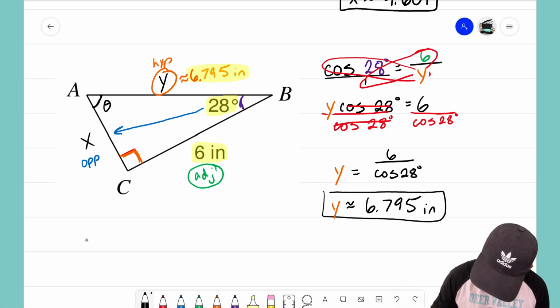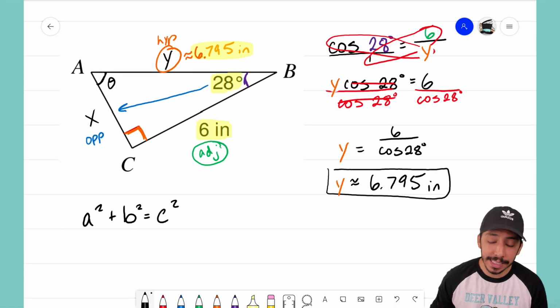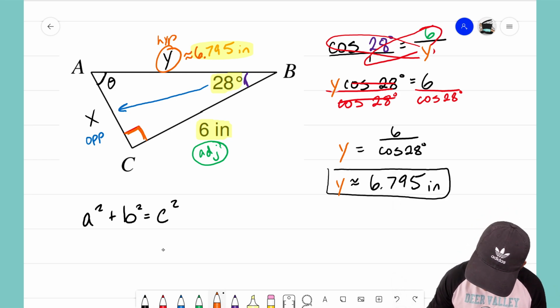So I'm going to go ahead and set up a squared plus b squared equals c squared. Now remember, c squared is always the hypotenuse, and we know what the hypotenuse is now. We know that that value is 6.795, and we know that we're going to square that.